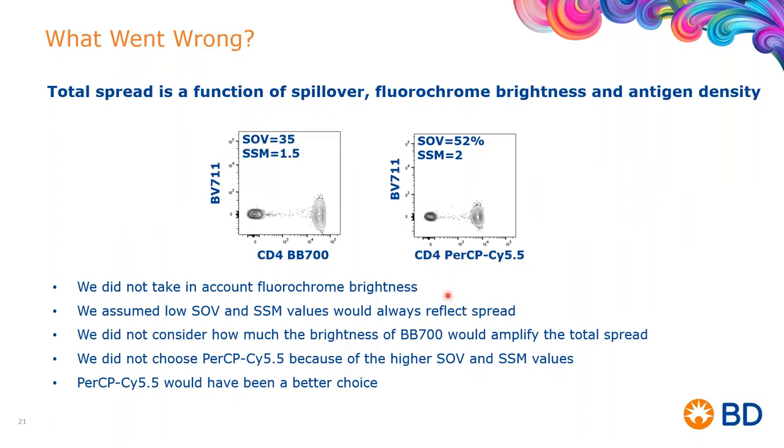I'm reiterating the point that this is because we did not take into account fluorochrome brightness. Actually, per CPSA 5.5, even though the SSM value is higher, it would have been a better choice than BB700 because it's dimmer, lower MFI, lower spread. We make the assumption that low SSM would mean low spread, just like we did in the poll before, but we didn't take into account the brightness of BB700, and we also did not take into account that CD8 is expressed at a higher level than CD4. So the spread eventually will be even higher than this. So those are the mistakes, and that's the discrepancy that all of us have been observing.